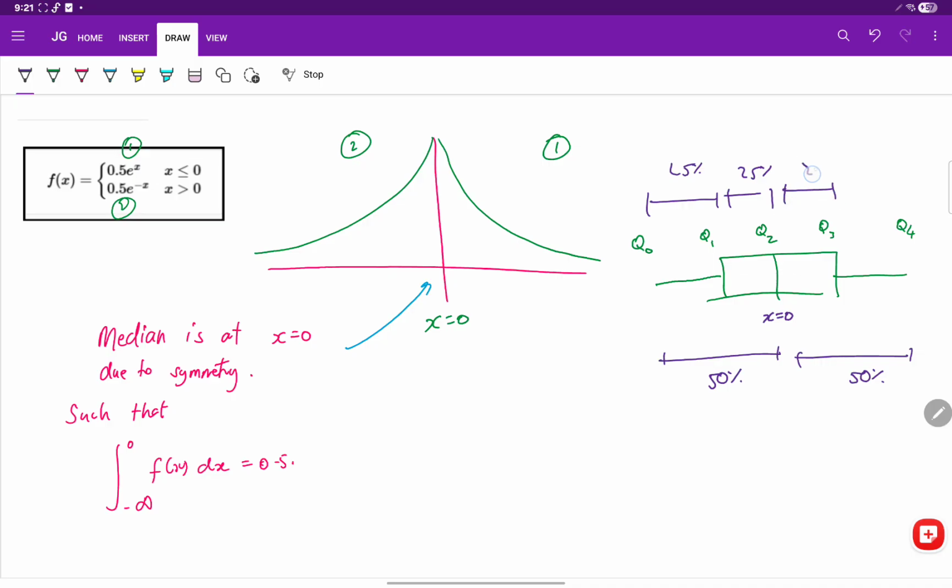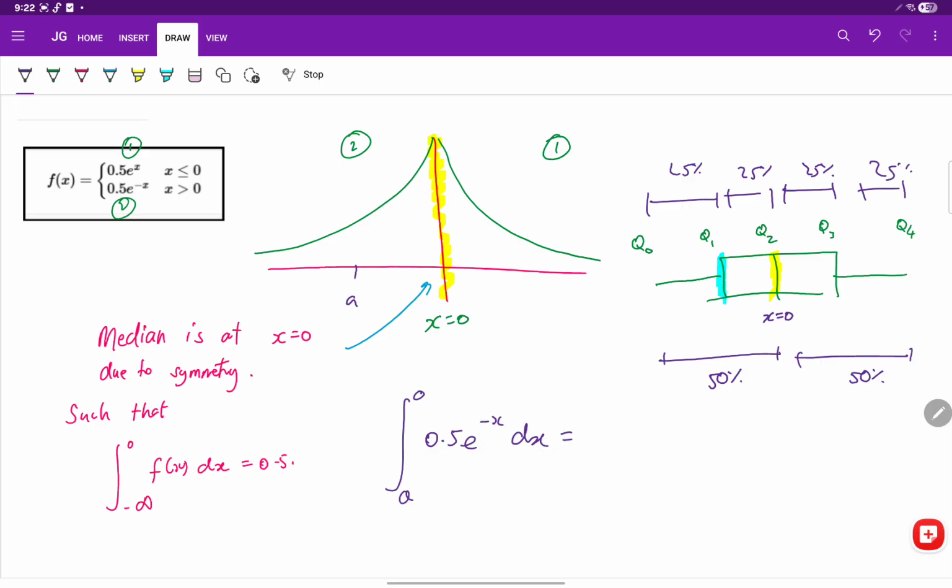It's in its name, quartile. Now, we can use Q2, the median, as a reference point. If you want to work out the lower quartile, we can find the integral from some lower bound, a, up until 0 of f of x dx. In this case, it's going to be the first equation, which is 0.5 e to the power of negative x dx.